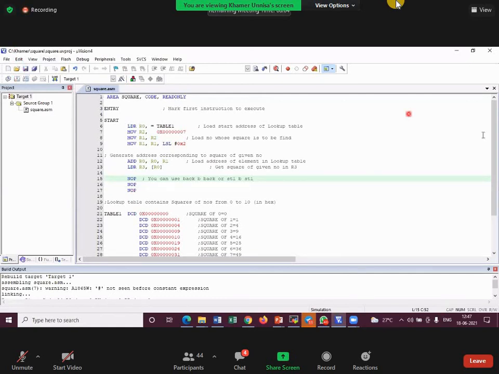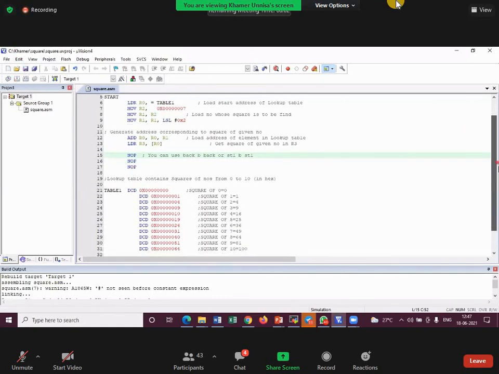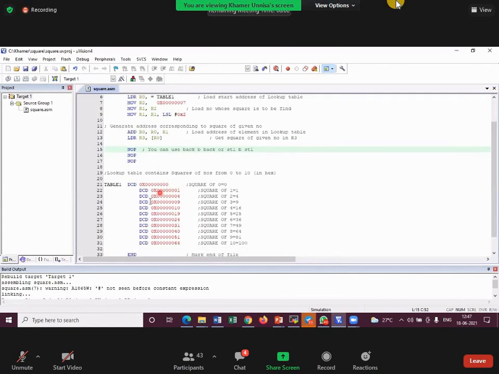So I will build the target, and this is the table 1, which is having the hexa value of all these numbers. So these are the comment part, and this is the code. So now I hope you all know the starting part. I did not show the starting part.